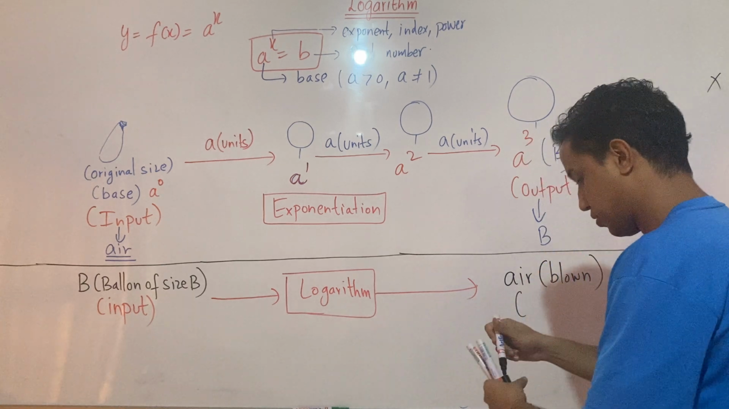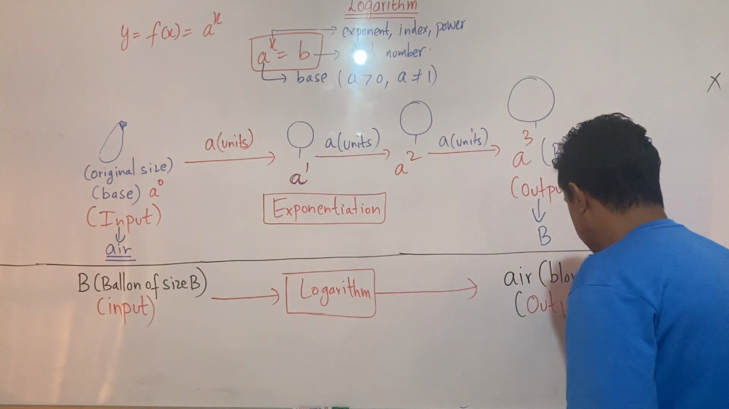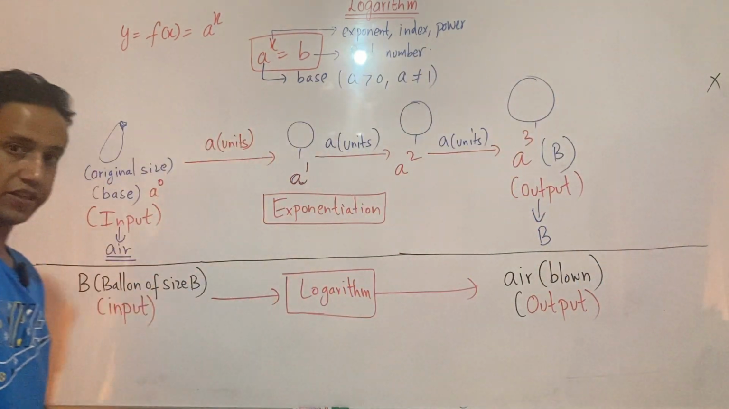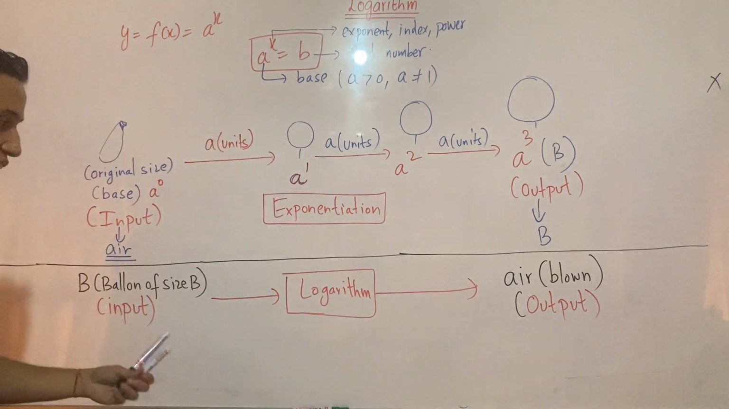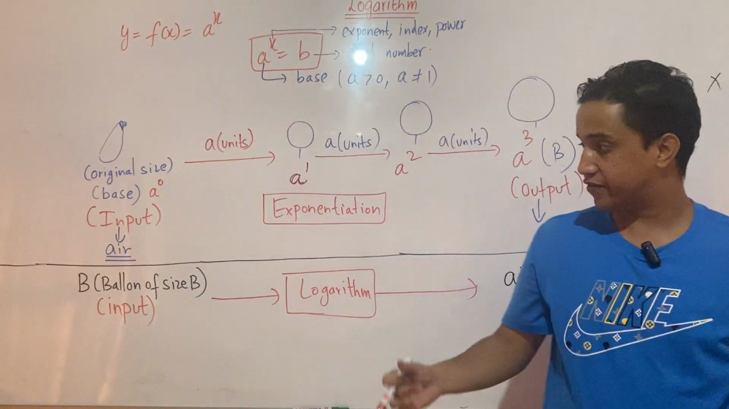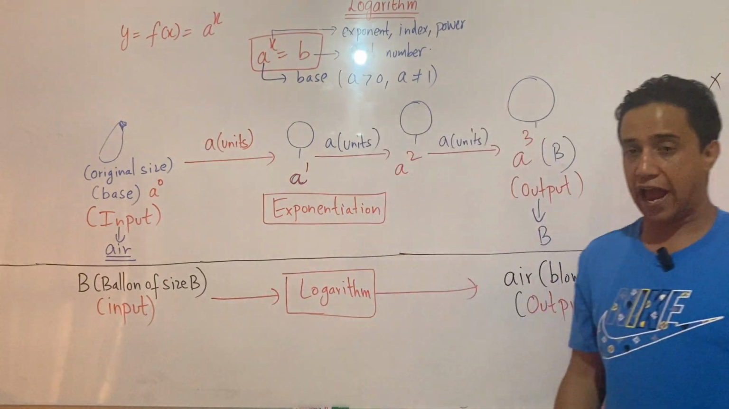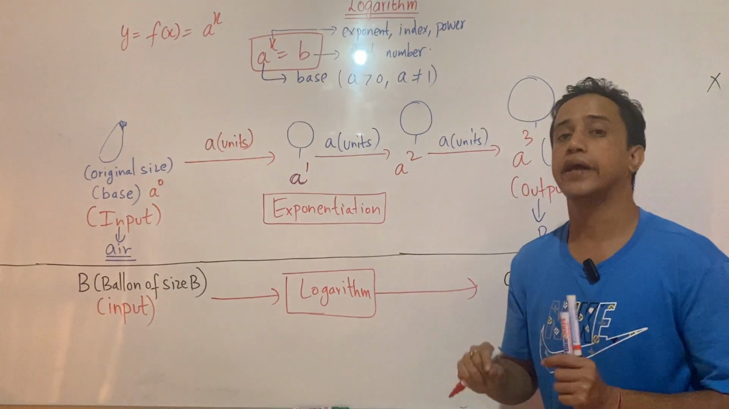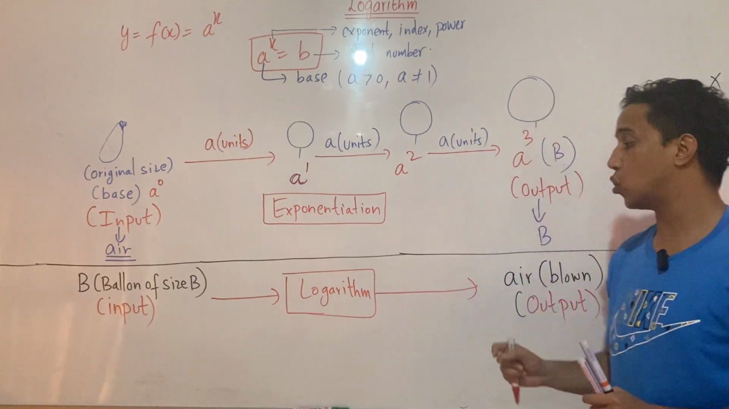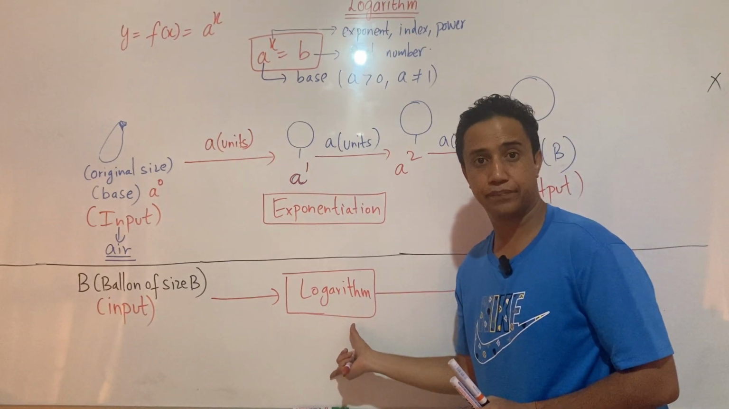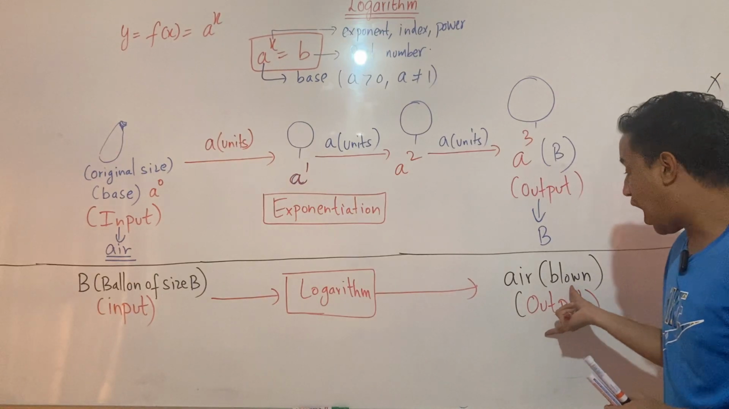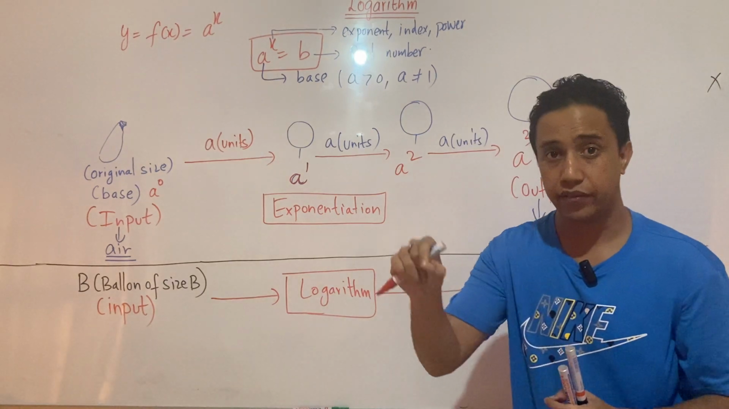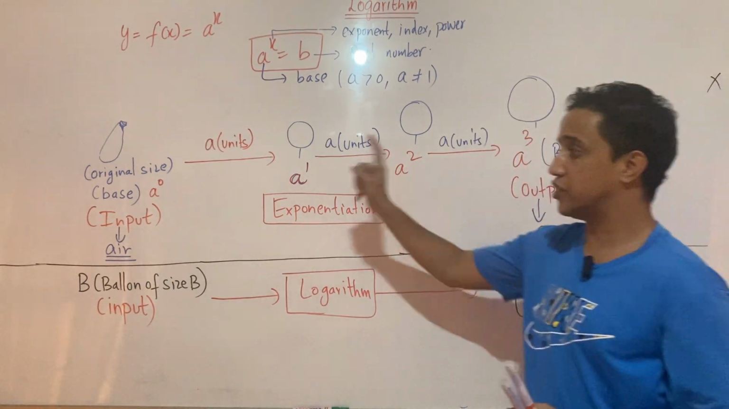This is your output. So the reverse process is defined as: you have a balloon of size b, and you have to find out the amount of air blown inside the balloon. So that defines the logarithm. Here the output is the quantity of air blown in the balloon. Understand? And here it was the input.